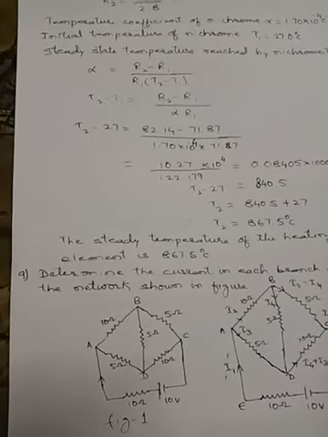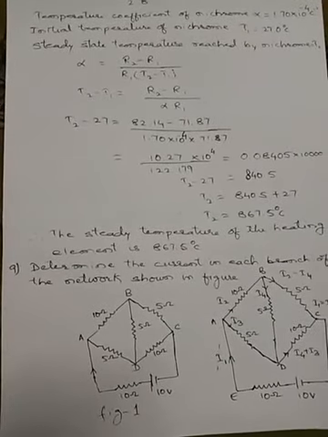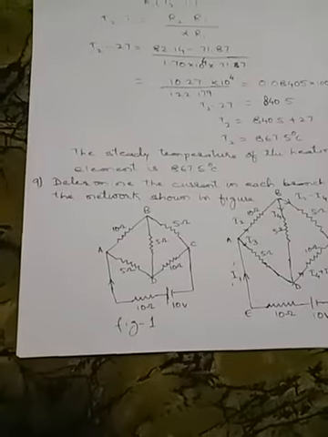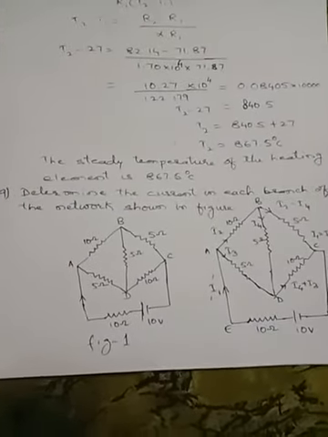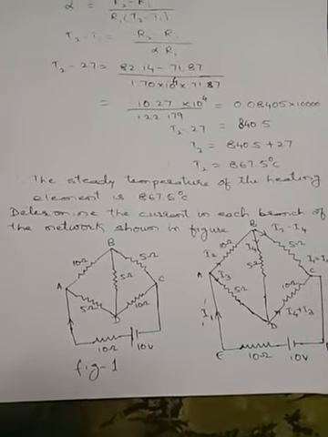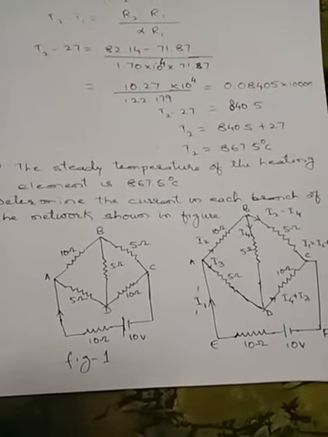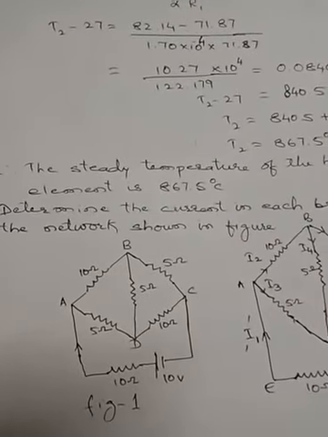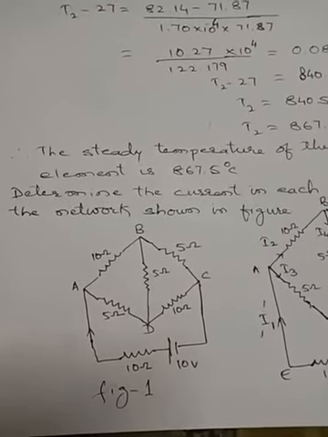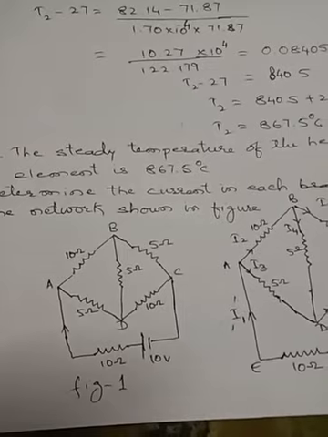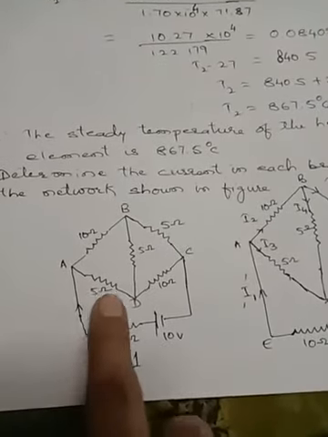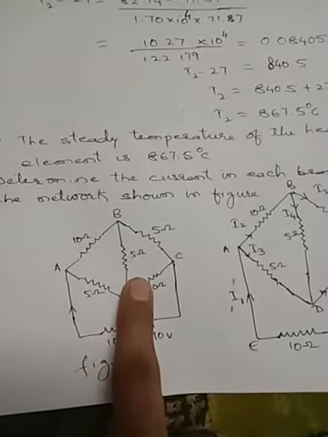Now in the second video we will start with the next problem, that is Wheatstone bridge. Question number 9. What this problem is saying: determine the current in each branch of the network shown in the figure. So this is the figure shown. In this particular figure, a Wheatstone bridge is shown.